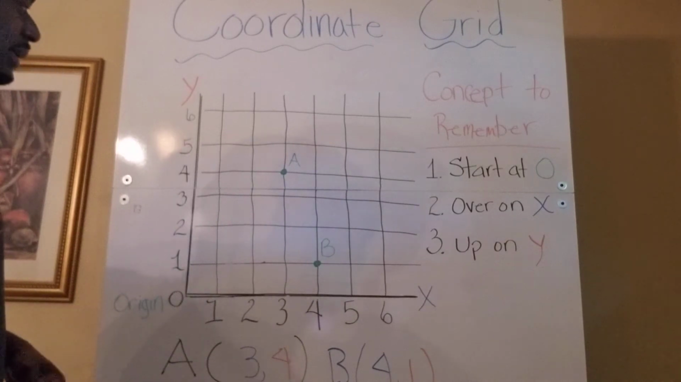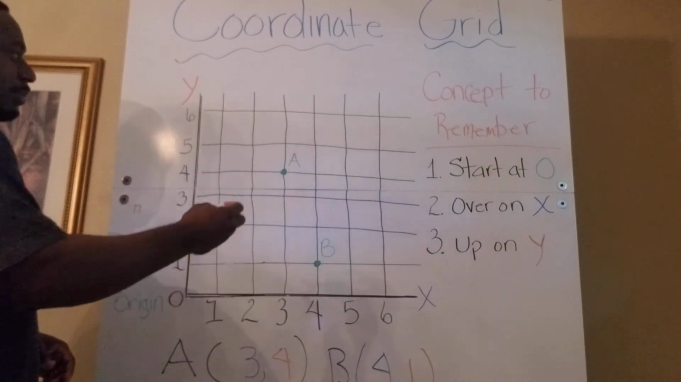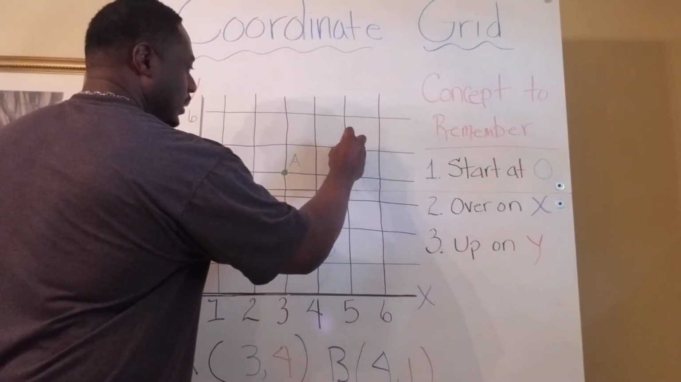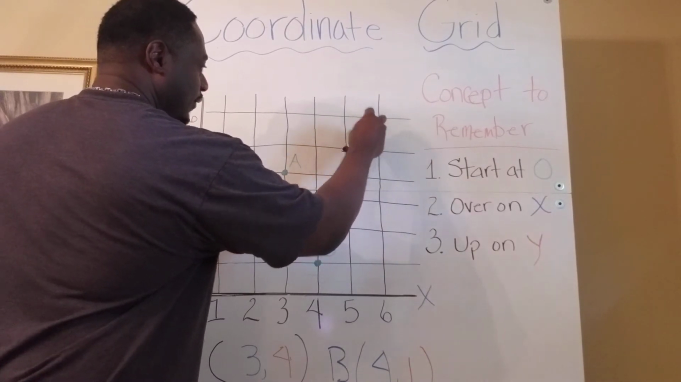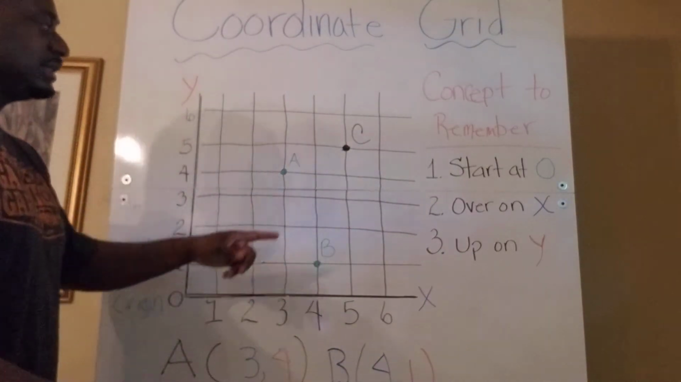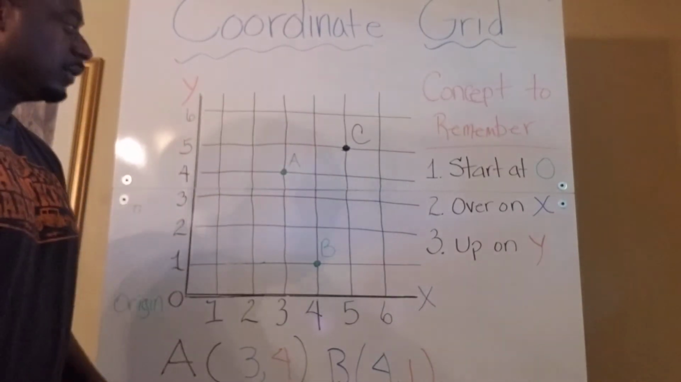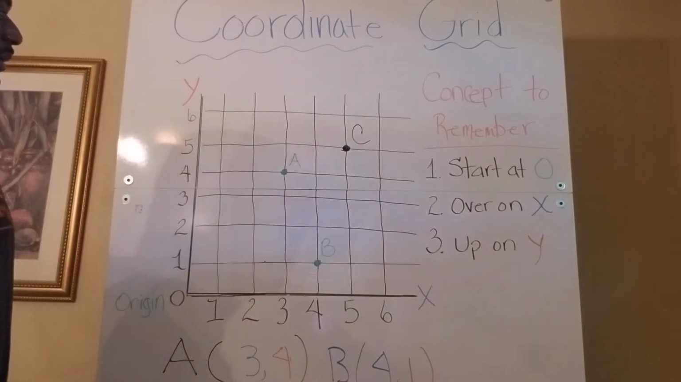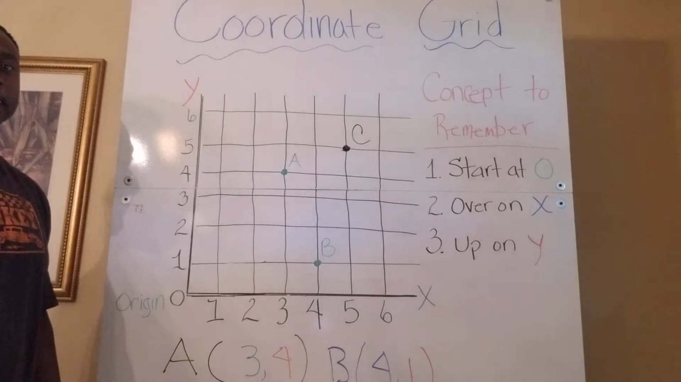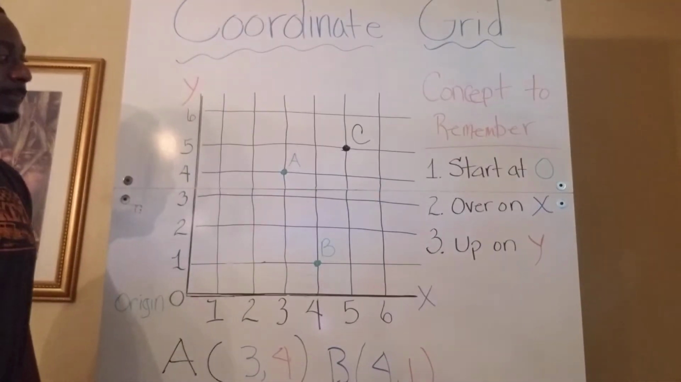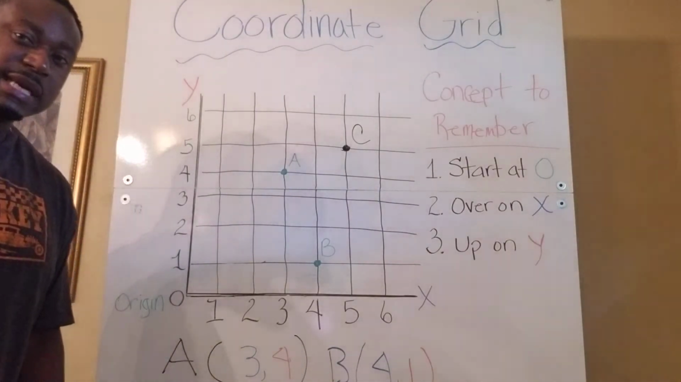All right, I'm going to give you guys one to practice on your own. I want you guys to tell me the ordered pair. I'm just going to put this for C. Now, I'll give you a few minutes to tell me what that plot is for C. All right, so go ahead and do that. Give you guys about 5 more seconds.